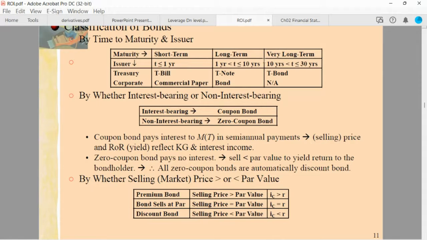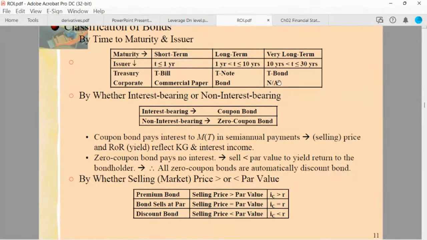So now I also differentiated 1 year to 10 years and 10 years to 30 years, but that's just for treasury, because the name is different for 1 to 10 years and 10 to 30 years. I call this very long term, but that's just my classification, my nomenclature. In reality, they are just long term, right? So corporate bonds can have 30-year maturity.